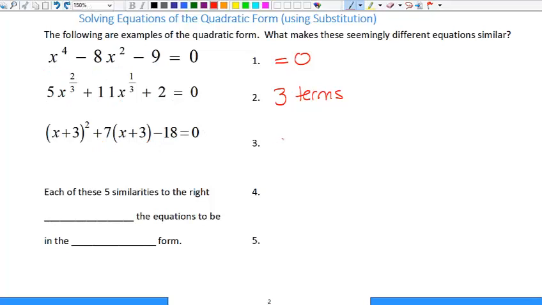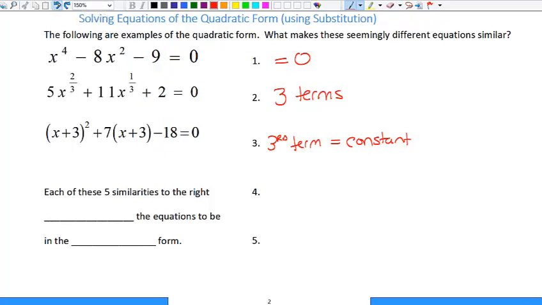Next, I want you to notice that the third term is always a constant or just a plain number. So the last one is 9, the last one is 2, and the last one is 18. Notice the third term is always just a constant.